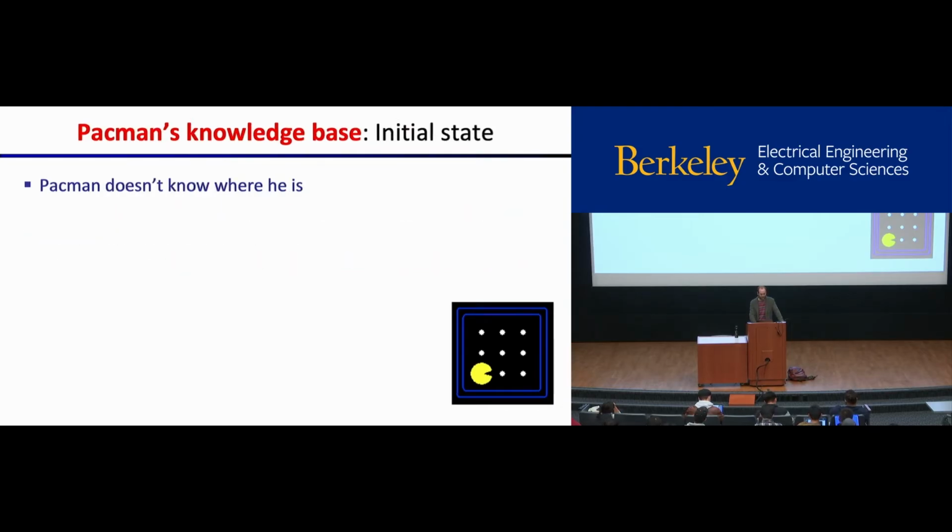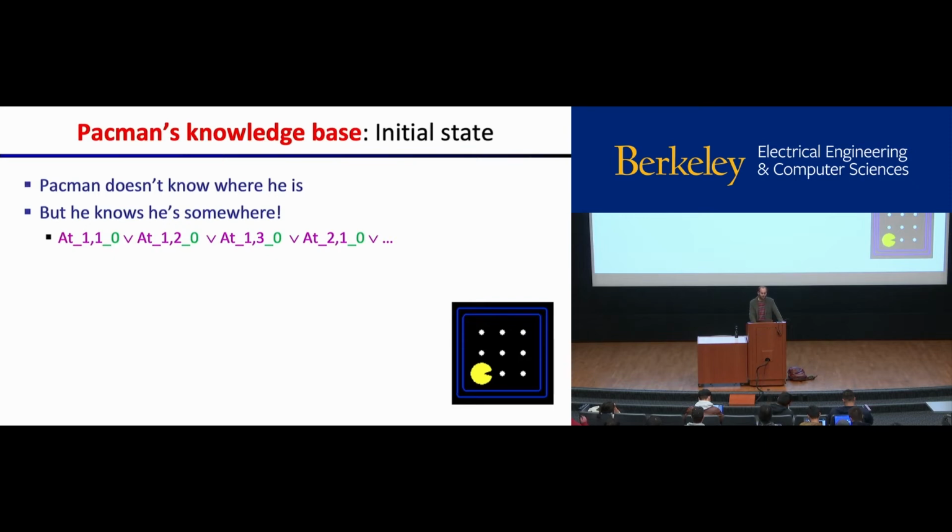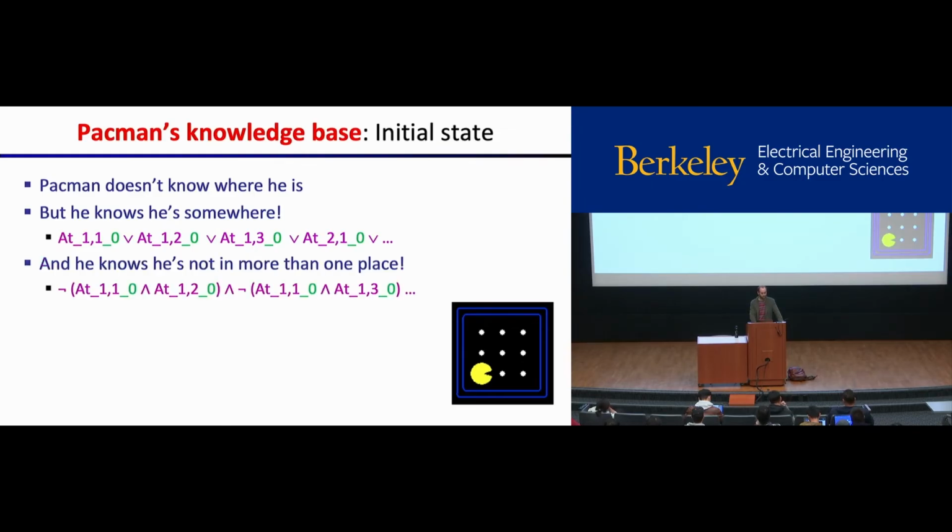What else should we tell Pacman? Well, let's make it a little harder for Pacman. Let's not tell him where he is. But let's tell him that he's somewhere. So we'll say at time step 0, either he's at 1, 1, or at 1, 2, or at 1, 3, or so on. This is an inclusive OR. So we also have to tell him that he's not in more than one place.